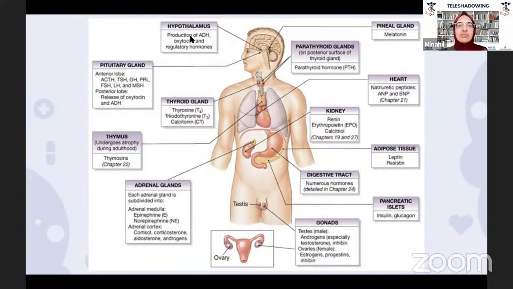So the hypothalamus produces ADH, oxytocin, and other regulatory hormones. We learned about the hypothalamus during Neurology Month. The pineal gland releases melatonin. The heart has the peptides ANP and BNP. And we talked about the kidney and the gut as well, because they are considered non-classical glands. Same with adipose tissue. Adipose tissue is not necessarily an organ, but it is fat tissue that also has hormones associated with it.